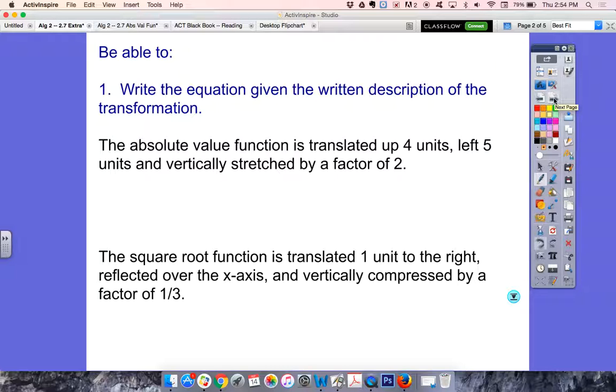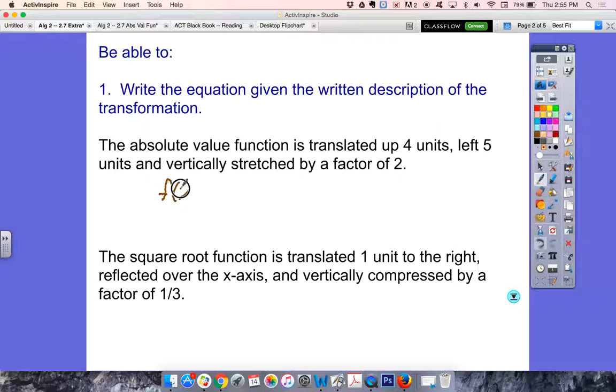All right, you're going to have a little group work that you need to do. First thing is you got to be able to write the equation given the written description of a transformation. And I'm not necessarily sure these are in the same order as the group work, but it's all on the page. So here's 2 examples. I'm going to tell you that it's absolute value function, and it's translated up 4 to the left 5 and a vertical stretch of 2. So you've got to remember where that goes.